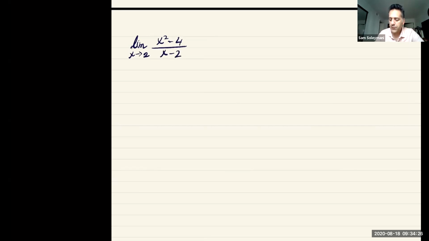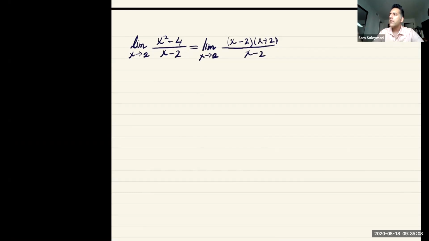When you plug 2 into the function, you get on the top 4 minus 4, divided by 2 minus 2, which is 0 over 0. So that thing is indeterminate, right? So what you do is you simplify algebraically, write that as the limit as x goes to 2. The numerator, x squared minus 4, breaks down to x minus 2 times x plus 2. And the denominator is x minus 2.